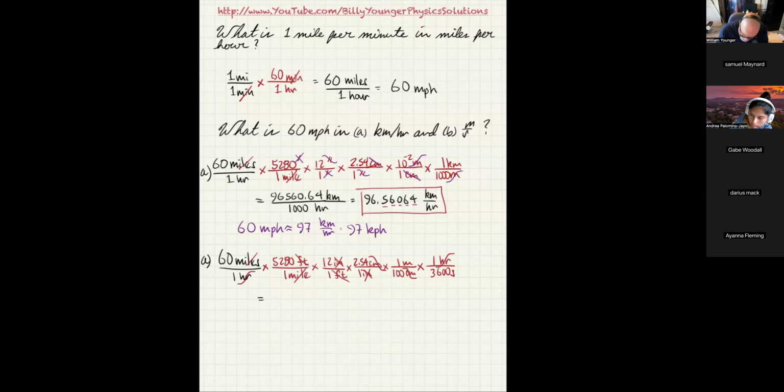So now, as I told you before, I'm going to multiply all the numerators to get a new numerator, and then multiply all the denominators to get a new denominator. So I'm going to take 60 times 5280 times 12 times 2.54 times 1 equals 96. Ooh, this is a much differenter number. So this is 9,656,000 64.